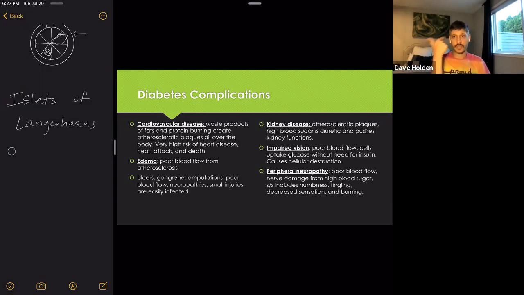Impaired vision, again, poor blood flow. Eyes, super delicate, guys. Eyeballs need a lot of blood to do their job. And if you go hardening those blood vessels in the eyeball, you can't really be all that surprised when your vision starts to go. Cells will uptake glucose without the need for insulin, but this causes cellular destruction in the eyes. And peripheral neuropathy, I touched on this earlier. The lack of blood flow kills nerves. So from the nerve damage from the high blood sugar, they get numbness, tingling, all the nerve sensations, the paresthesia, that staticky, pins and needles feeling, like when your arm goes to sleep, that's paresthesia.